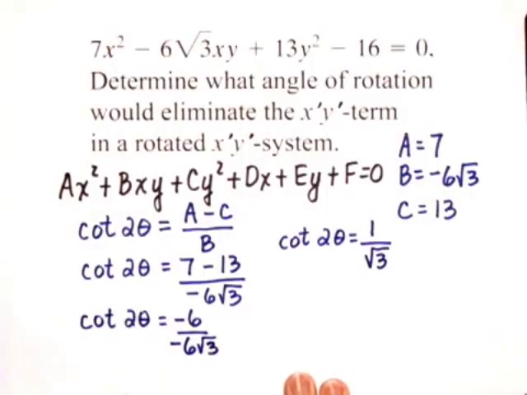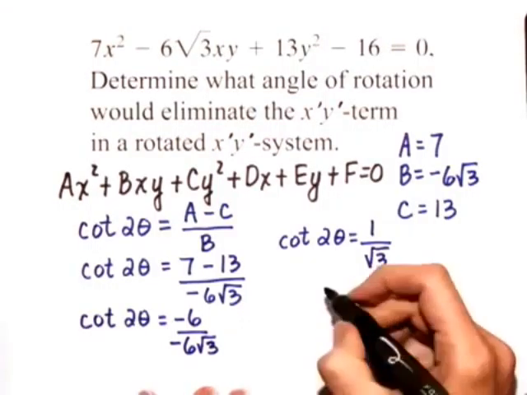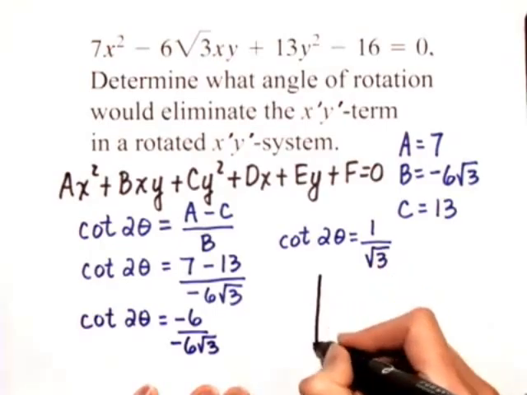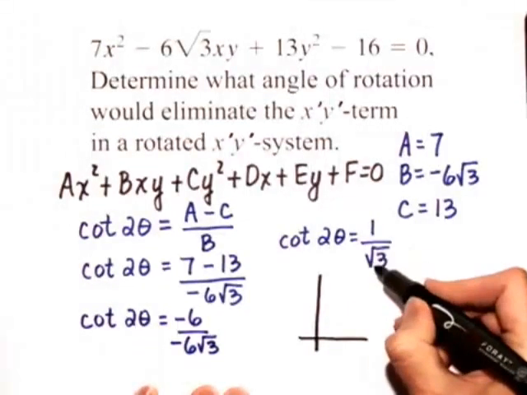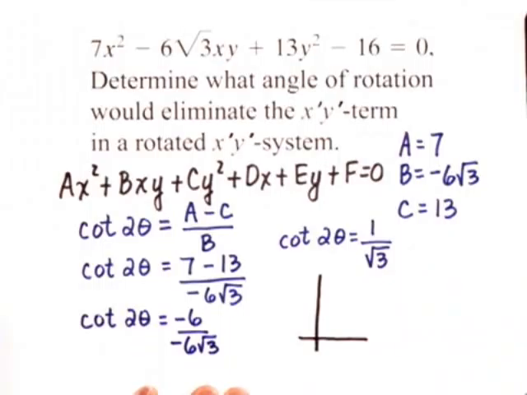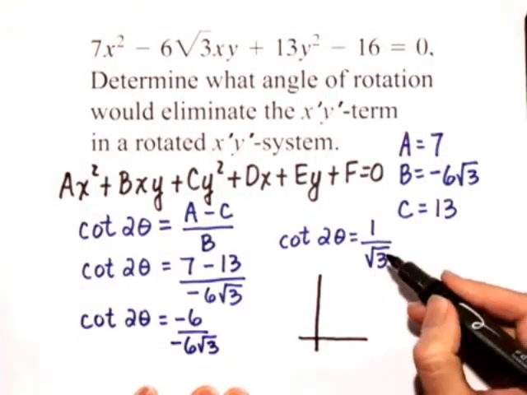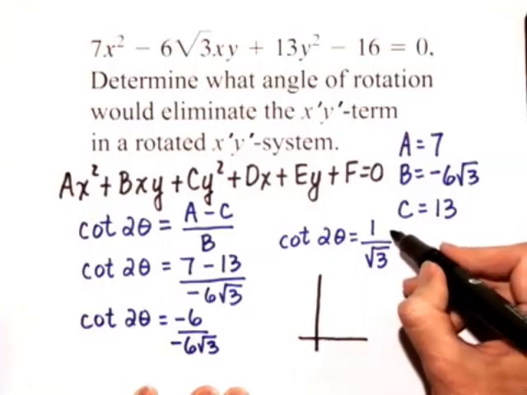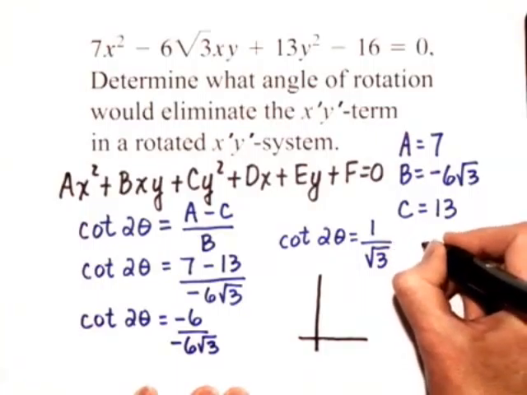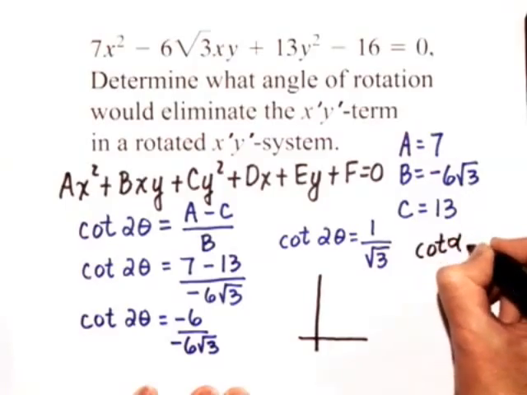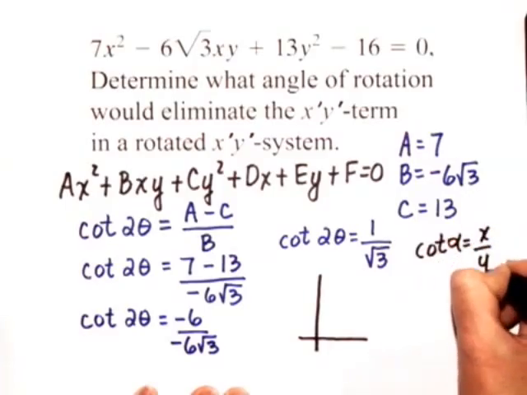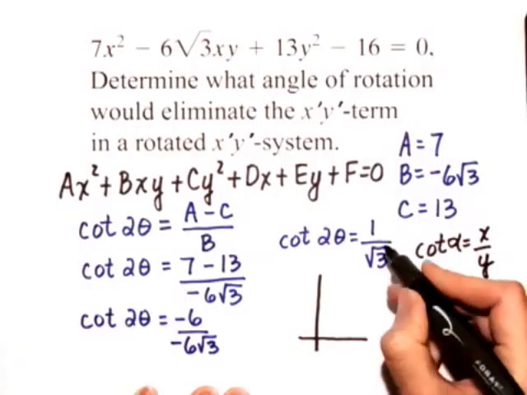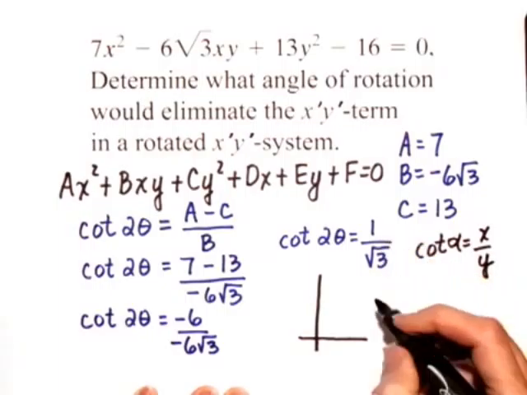So we need to determine what angle this represents. What angle is 2 theta? Well, let's use a right triangle. Since our angle is positive, we'll draw it in the first quadrant. We have a special right triangle, the 1, 2, square root of 3 triangle. Remember, the cotangent of any angle is always represented by the x value over the y value. In general, the cotangent of an angle alpha is just x over y. So the x value is 1 and the y value is the square root of 3.